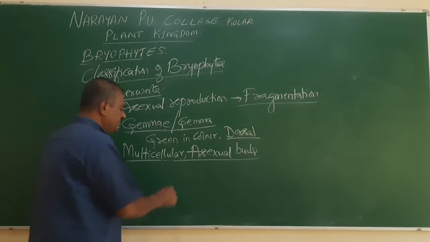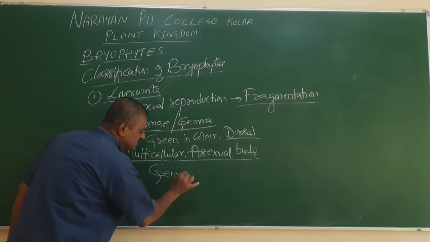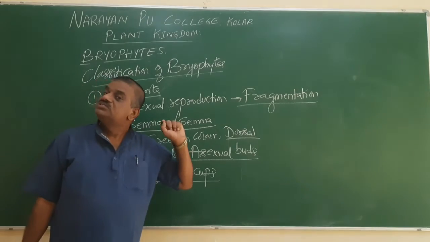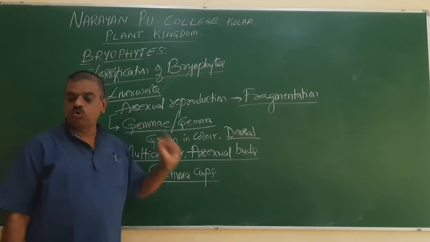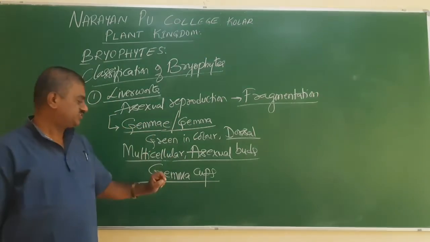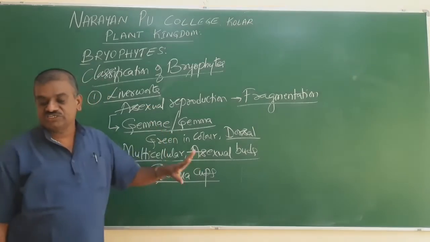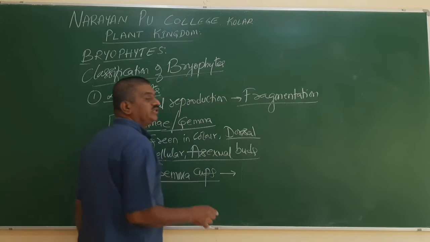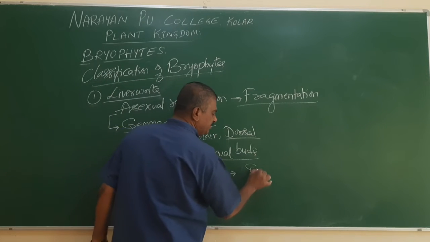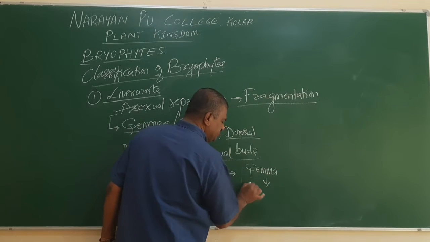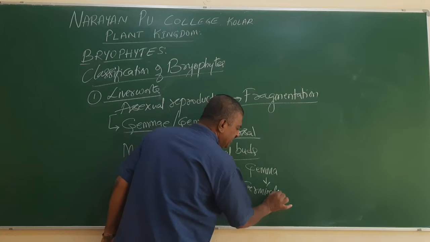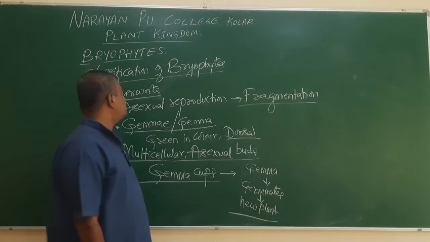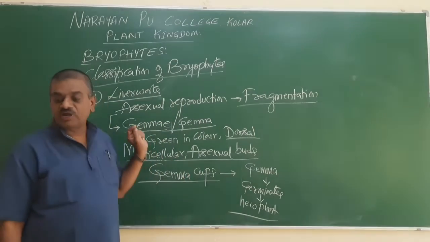These buds grow in cup-like structures called gemma cups. In the gemma cups there is formation of gemmae. The gemma cups hold the gemmae, and once a gemma is detached, it immediately falls on a suitable place and gives rise to a new plant; the gemmae germinate to give rise to a new plant body. Hence this is called asexual reproduction.